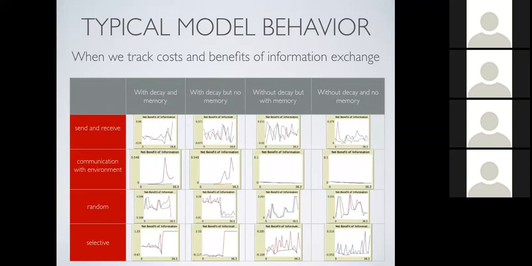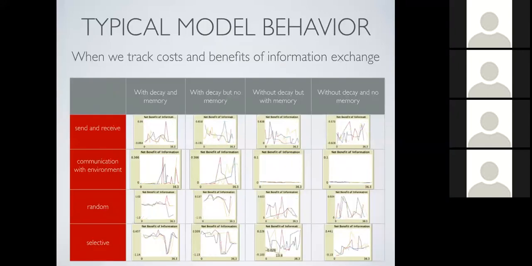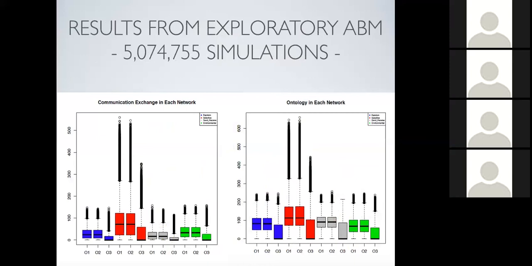And I also tracked the costs and benefits of this information exchange, and again, we have mostly zero benefit in the Robinson Crusoe kind of scenario where the communication happens only with the environment, so you have no peer that you are talking to. While the more interesting behavior is when you have selective communication or just send and receive communication. And of course, you can scale up to 3 networks, to see whether pairwise interactions versus three-network interactions show any differences, and we didn't actually observe any differences in scaling up.